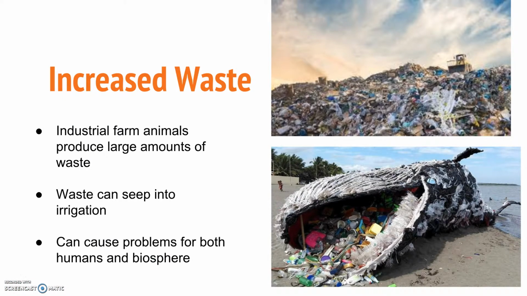Another downside is that industrial agriculture can also lead to an increased waste problem. Because most industrial farms hoard a large amount of animals, they also build up a ton of waste. This waste can leak out of containment and into the environment. One example would be leaking into the irrigation systems, the systems that are responsible for transporting water. And this can endanger not only the animals in the farms, but also the people nearby.